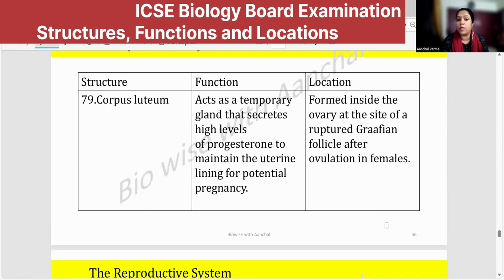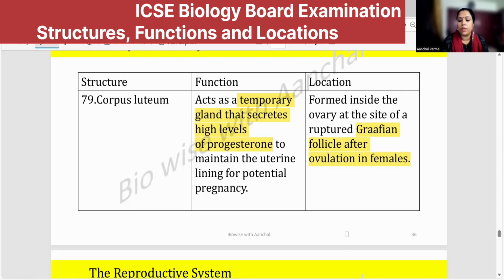Corpus luteum, very important, acts as a temporary gland that secretes a high level of progesterone. That is why progesterone is called a pregnancy hormone. And where is it present? It is formed inside the ovary after the rupture of the Graafian follicle after ovulation in females. After ovulation in females, Graafian follicles develop into corpus luteum.